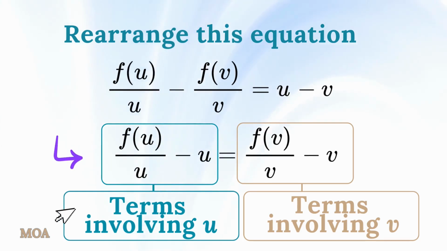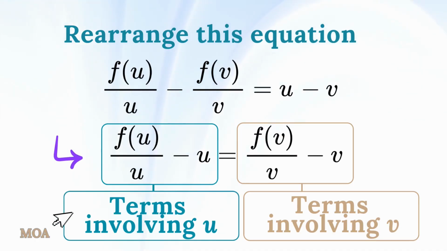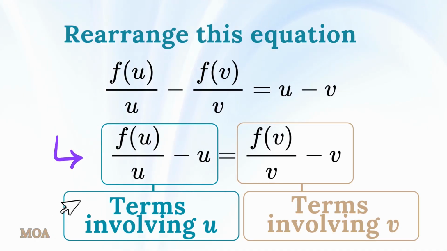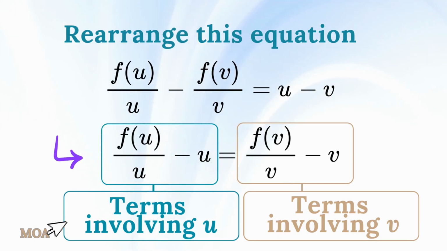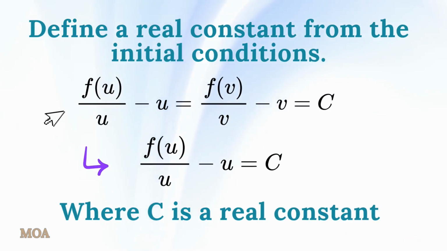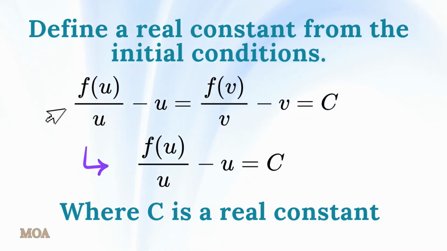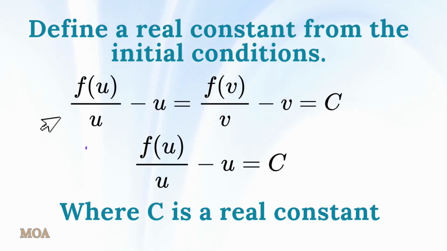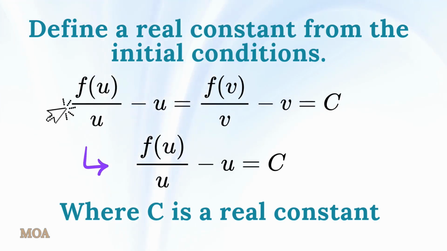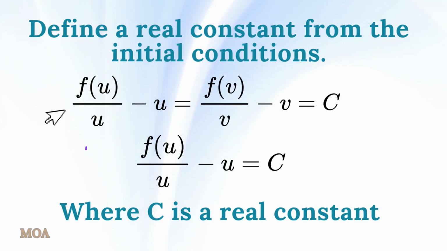Rearrange this equation so that all terms involving u are collected on the left and all terms involving v are collected on the right, namely, f of u over u minus u equals f of v over v minus v. Next, we establish the invariant constant condition. Because the left side depends completely on an arbitrary variable u, and the right side depends completely on an independent arbitrary variable v, the only mathematical way they can remain identical across all real values is if the entire expression evaluates to a real constant c.